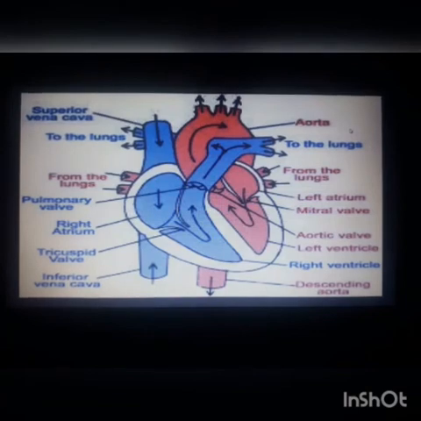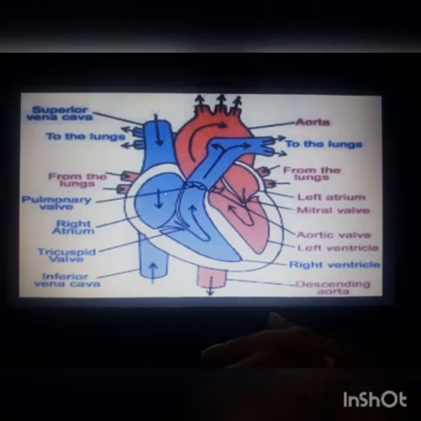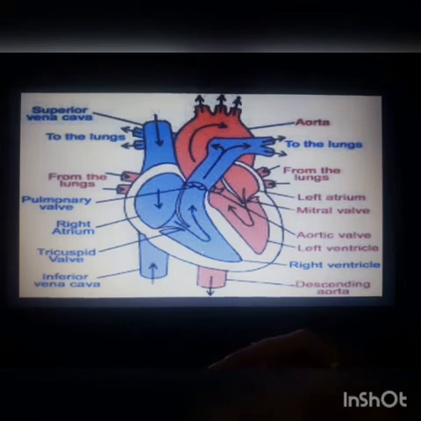Here we have the structure of the heart. We know that the heart is four chambered. The upper two are the smaller ones and the lower two are the larger ones. The upper ones are called atriums and the lower ones are called ventricles.